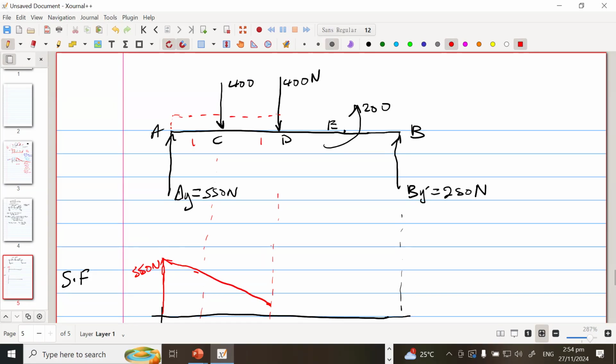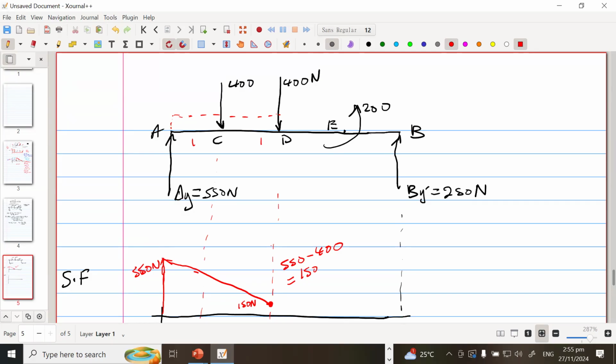And you know why we stop right here? Because right here you have a 400 coming down. So the difference between the positive 550 and the negative 400 at that point is going to give you what? 150. So right here, up here, is 150 newtons. Right at that point right there. You see that point I put there? Right at D. So it doesn't come down yet.